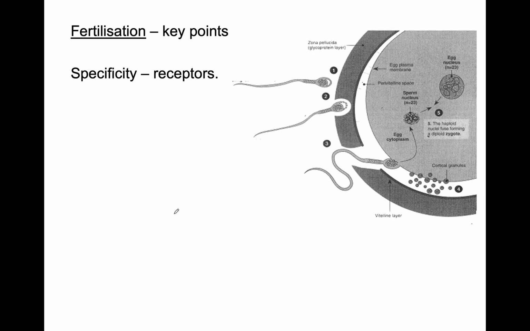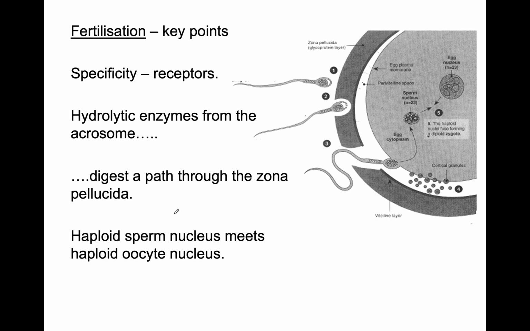Okay, the key points of fertilization. First, there is specificity. So receptors on the membrane of the secondary oocyte, which are specific to proteins on the surface of the sperm. Hydrolytic enzymes are released from the acrosome, which are able to digest through the zona pellucida. The haploid sperm nucleus meets the haploid oocyte nucleus. Oocyte completes meiosis 2. The two nuclei, or the two pronuclei, fuse to form a zygote.